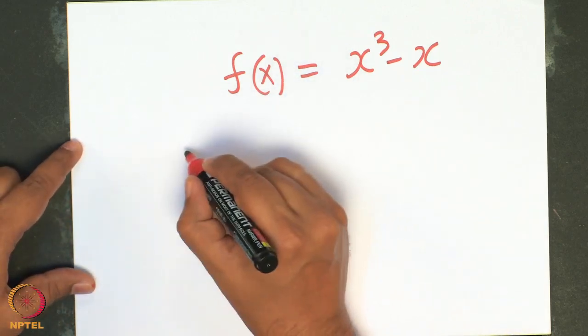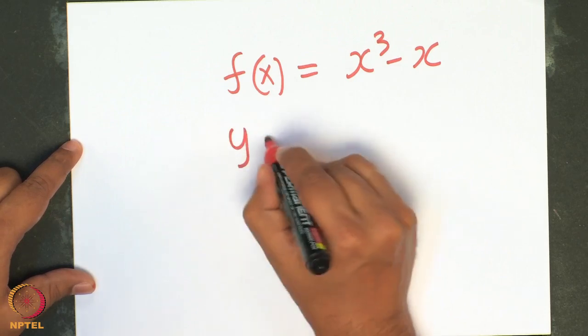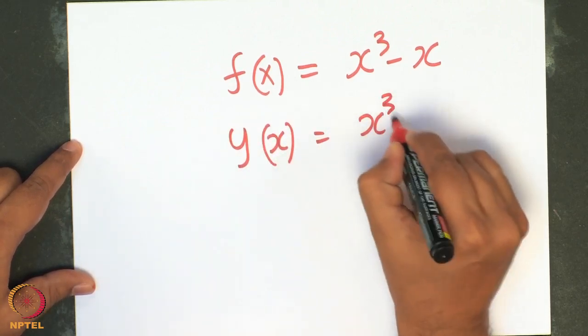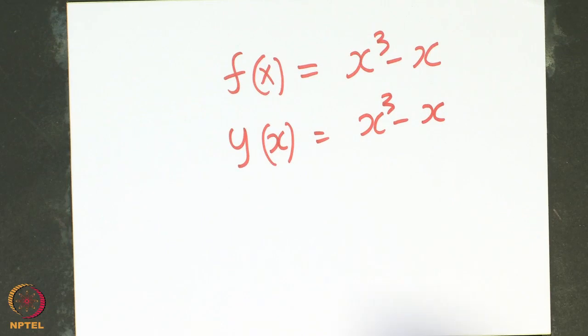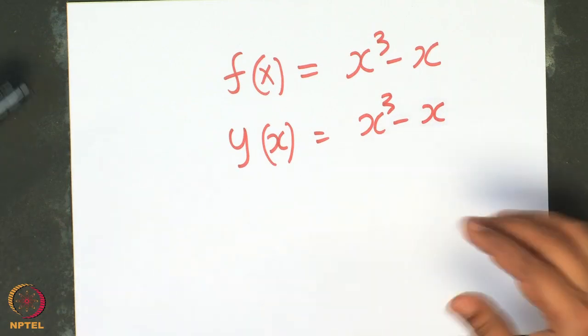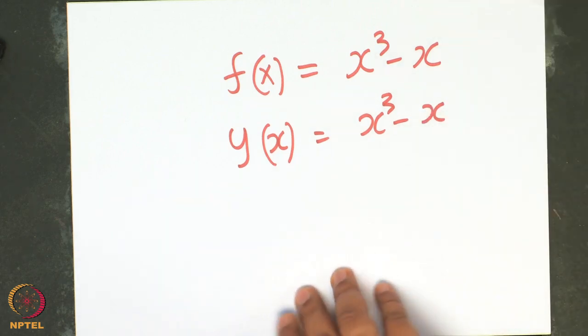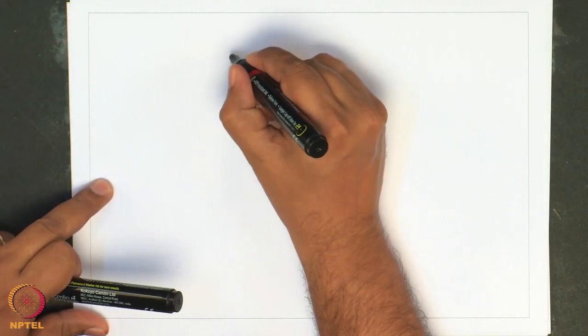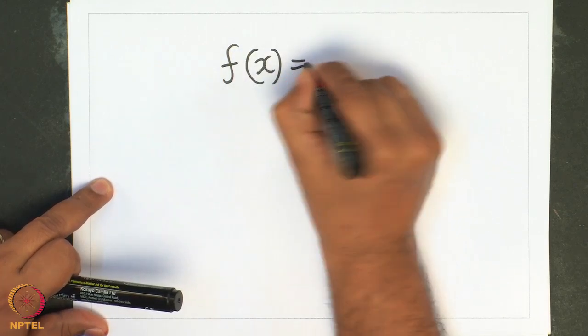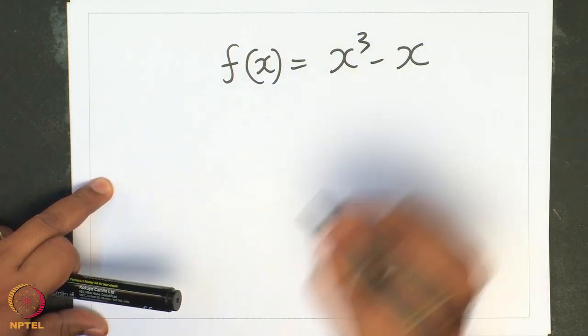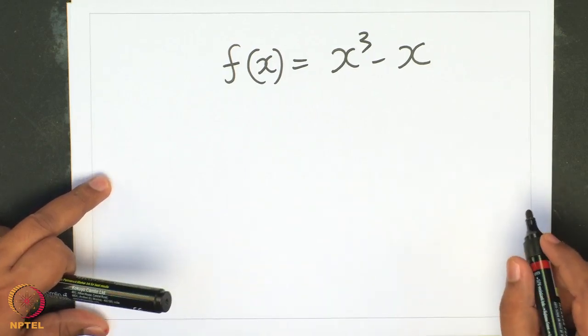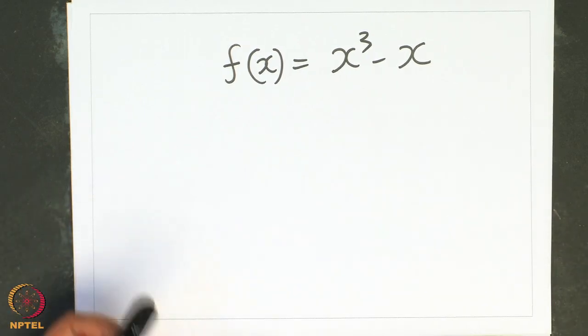So, I would write that is our function, or you could write y of x is equal to x cube minus x. So, whether you like f of x or y of x, both are the same representation. Now, if you want to think about this function, f of x is x cube minus x. This is our function. Now, the first thing we want to know is where is this function?